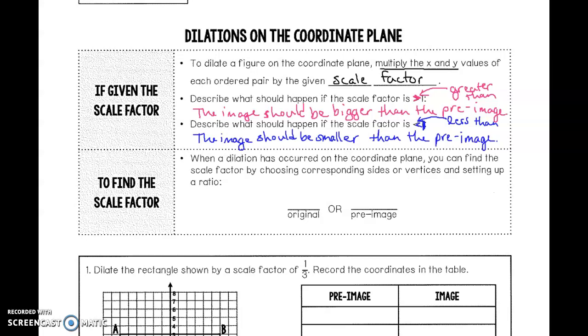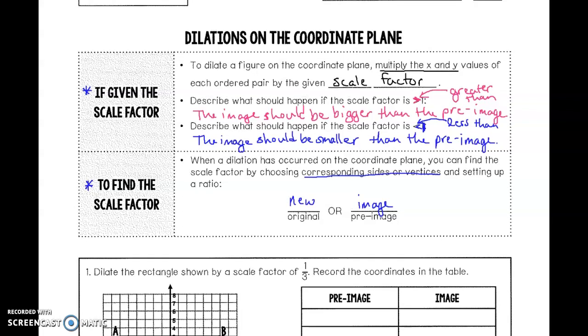Now we have two things here. This is if we are given the scale factor. Sometimes they're going to say, here's a scale factor, dilate this figure. Sometimes they're going to say, here is the figure and it's the preimage and image. What's the scale factor? When a dilation has occurred on the coordinate plane, you can find the scale factor by choosing corresponding sides or vertices and setting up a ratio. The ratio is the new image over the original, or the image over the preimage. Remember, this is where we start to where we finish. So you always want to put the old one on the bottom, the new one on the top. Now those are the two things we're working on.